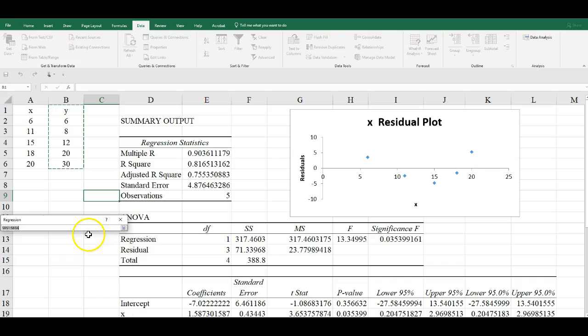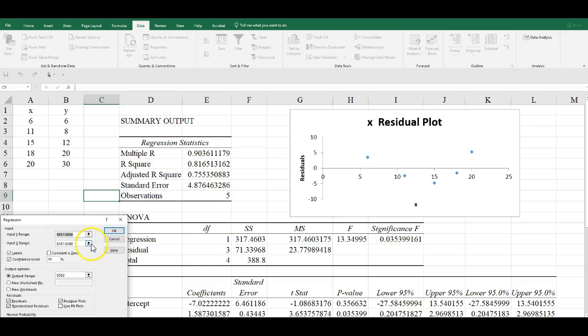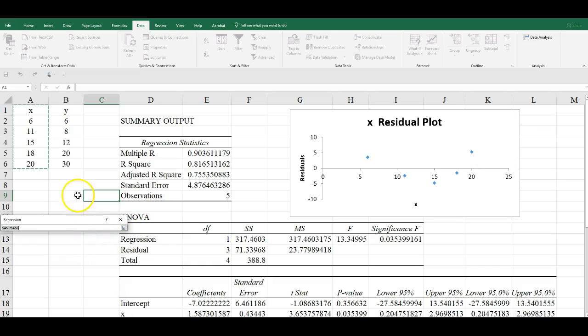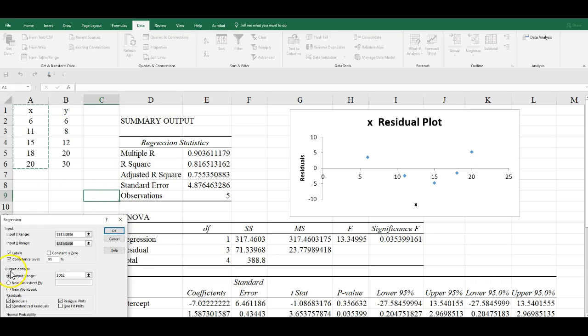I define the Y values. I'm sorry, those are the Y values. I always get that backwards. And the X values, along with checking labels. The confidence level is not critical for this particular problem, but I use 95. I define the output range to start in D2, which is where the output begins. And I also checked for the residuals.